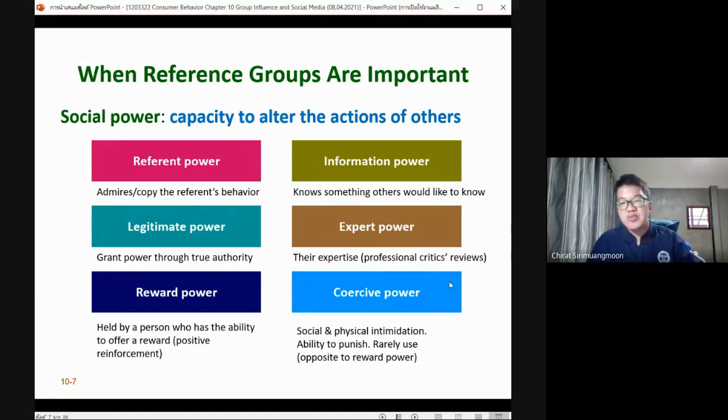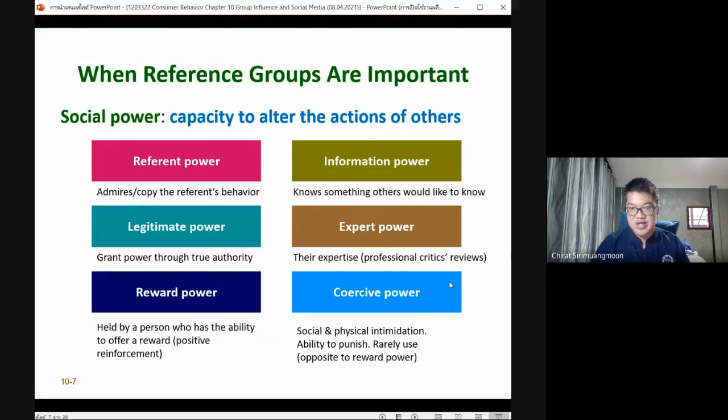Okay, the first one is reference power. Reference power is when you listen or act according to the person whom you admire or want to copy. Like if you're crazy about a Korean singer, then you have Korean singers as the reference power.